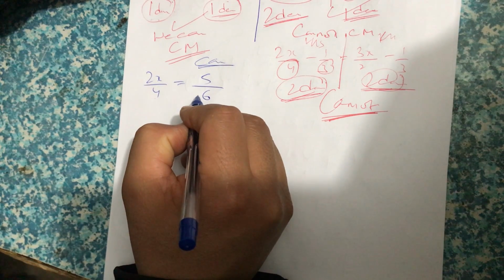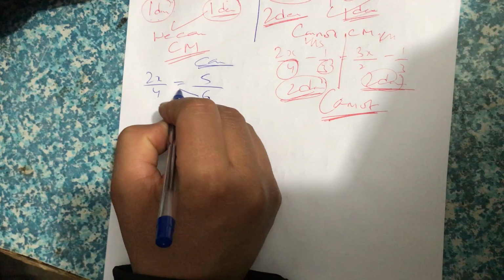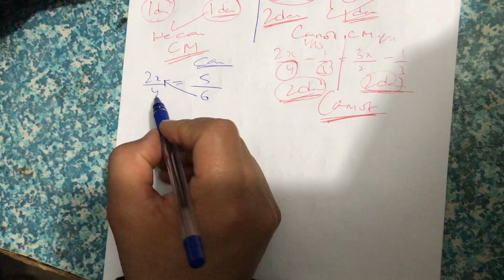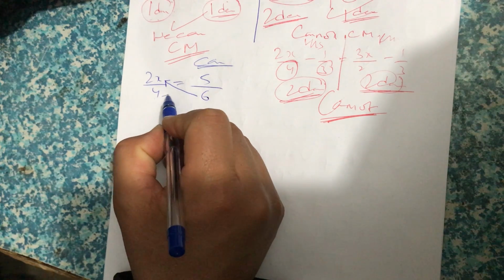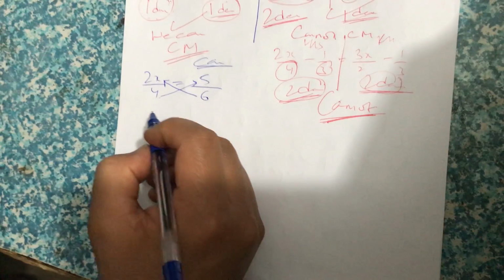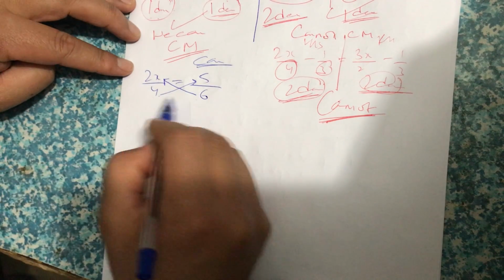So what will happen? The denominator from the right will multiply with the numerator on the left, and this denominator on the left will go up and get multiplied with this one. So the arrow indicates this, so it's always the denominators that move.